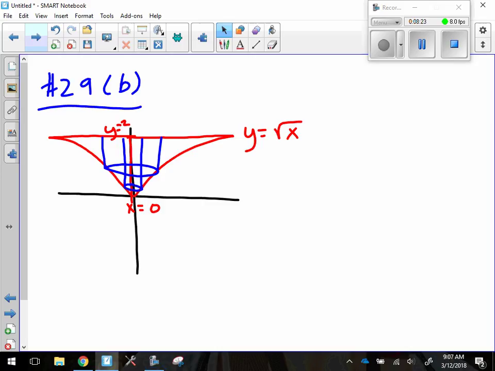Yeah, but how do I figure out which way it's going, X or Y? What do I identify first? The thickness. Okay, so this is the thickness of my cylindrical shell. You do the same thing if you're doing a disc. You do the same thing if you're doing a washer. Okay, and so what is that thickness, dx or dy? Dx.